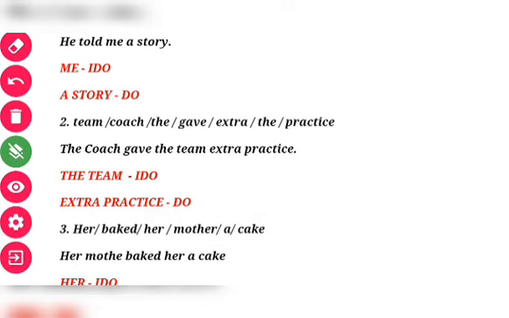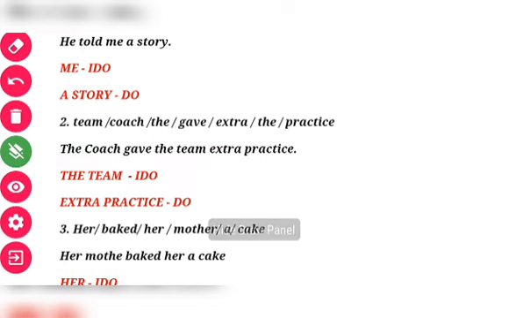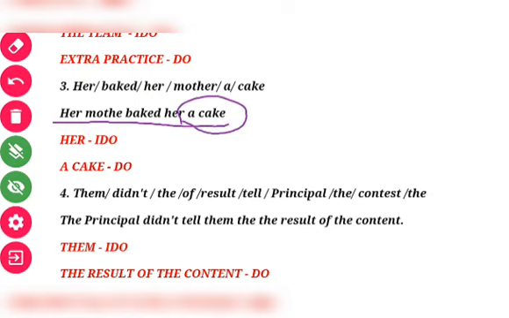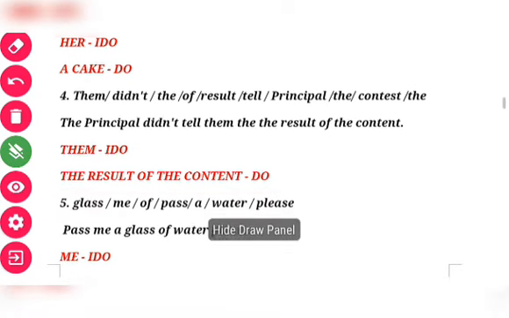Now number 2. The arranged words: the coach gave the team extra practice. Extra practice will be the direct object and the team will be the indirect object. Clear? Now number 3. Her mother baked her a cake. So a cake will be the direct object, and in her mother baked her, this her will be the indirect object. Clear?